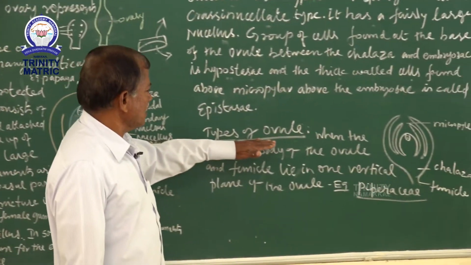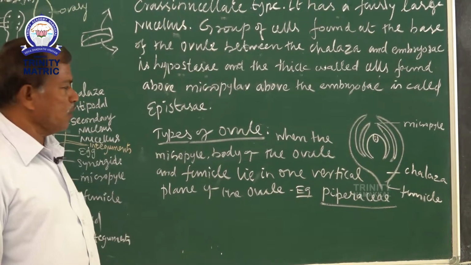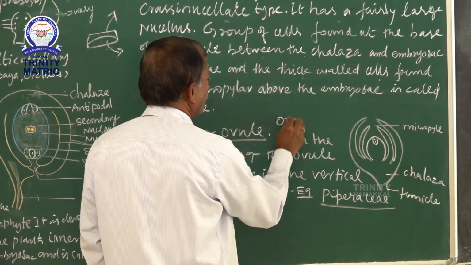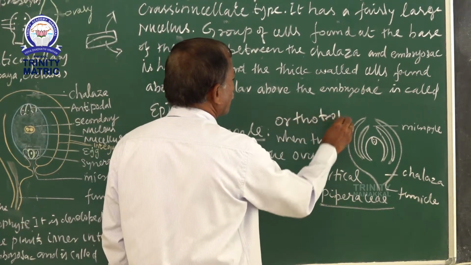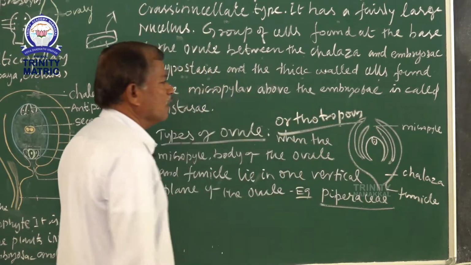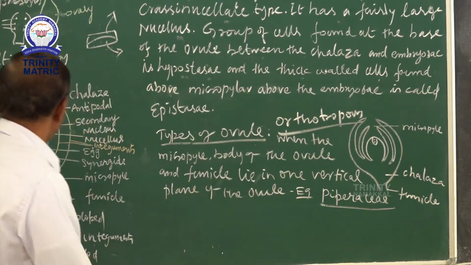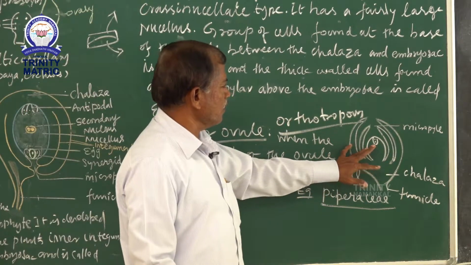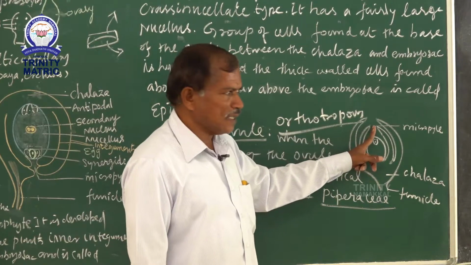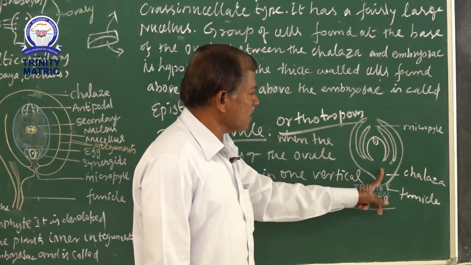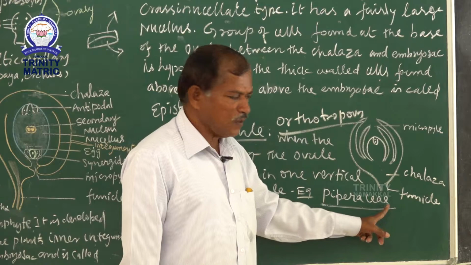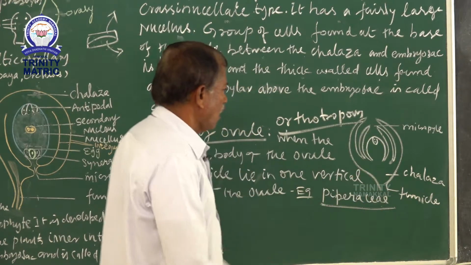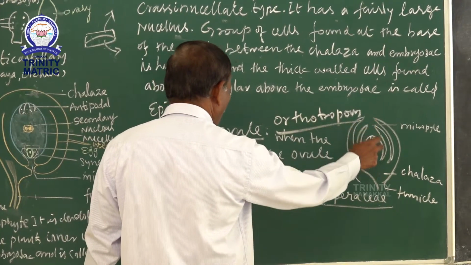First type is called an orthotropous ovule. What are the types of ovules? Orthotropous ovule. This is the structure. When you invert this, it is called an orthotropous ovule. The opening is called the micropyle. The closed end is called the chalaza. The stalk of the ovule is called the funicle. So the micropyle, chalaza and funicle lie in one vertical line.